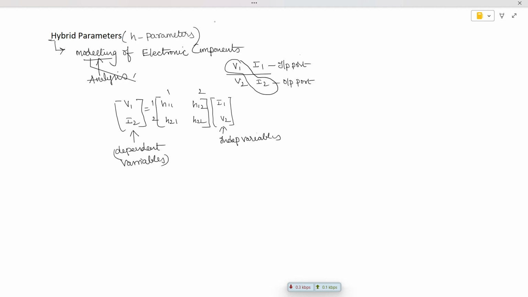Here the order of this matrix is 2 rows and 2 columns. The order of this matrix is 2 rows and 1 column. You can perform multiplication only when the number of columns is equal to the number of rows. Therefore the resultant order is 2 rows and 1 column. So V1 is equal to row multiplied with column: V1 is equal to H11 I1 plus H12 V2 is one equation. The second equation is I2, the output current, is equal to H21 I1 plus H22 V2. So these are the two equations we have.